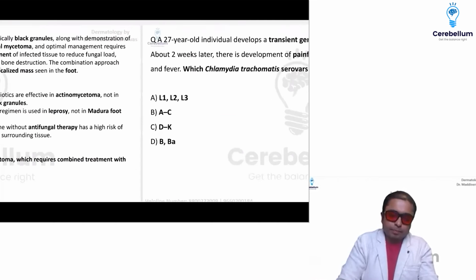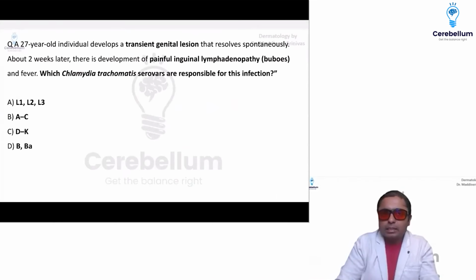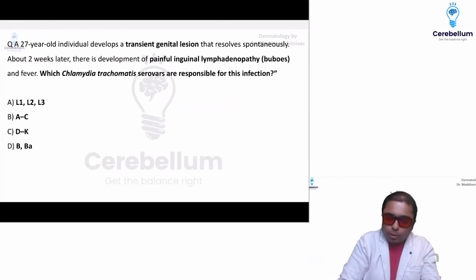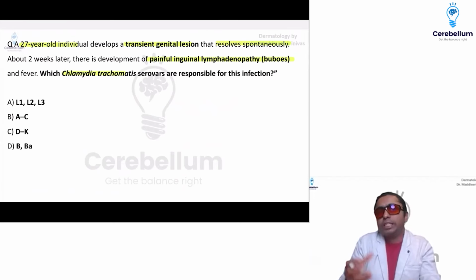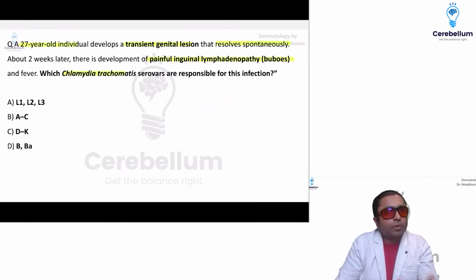Next, if you are having any concerns, you can put it in the comment section. So next is again a sexually transmitted disease related MCQ. A 27-year-old presenting with transient genital lesion, and it is mentioned that it is resolving spontaneously, and there was painful inguinal lymphadenopathy, bubo, which is developing 2 weeks later. And the examiner asked which serovars of Chlamydia trachomatis are responsible for this infection.